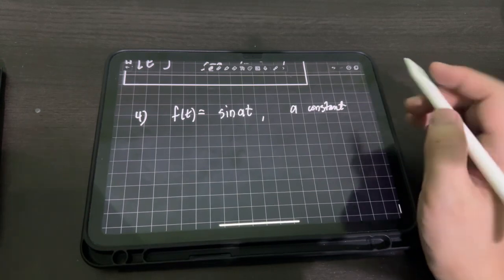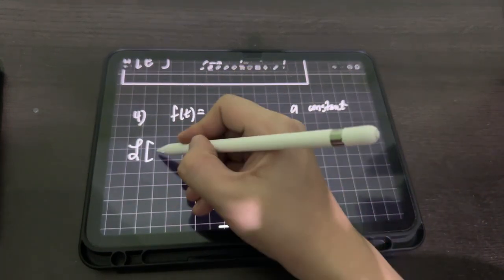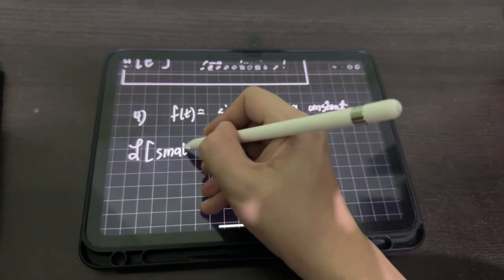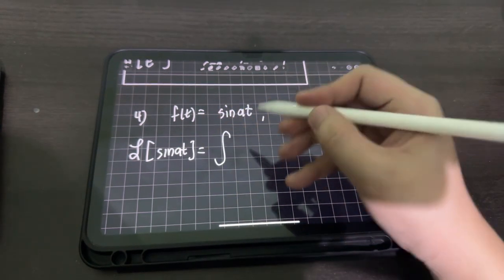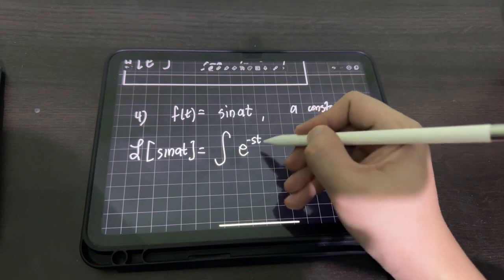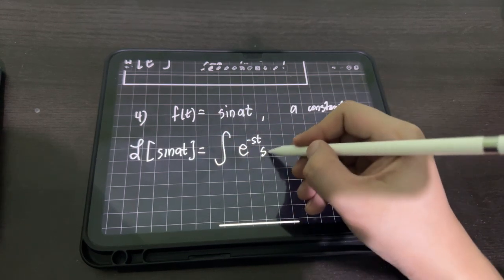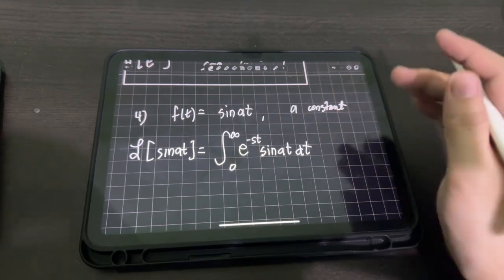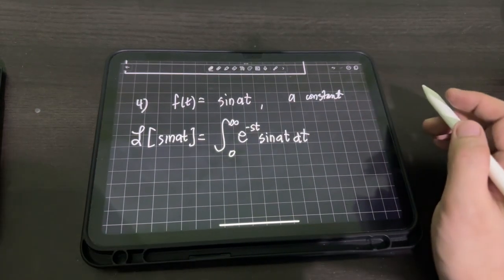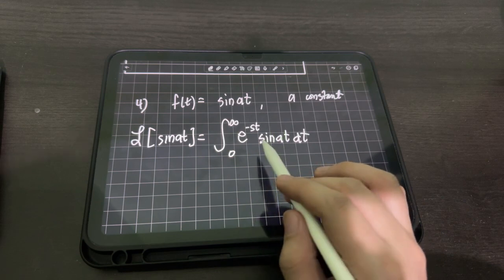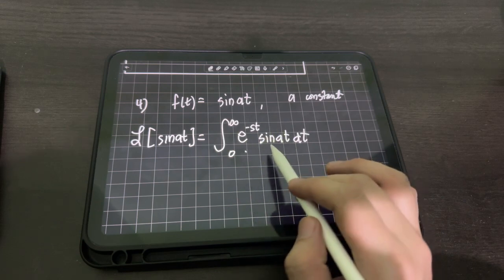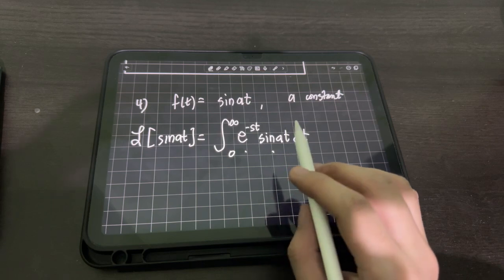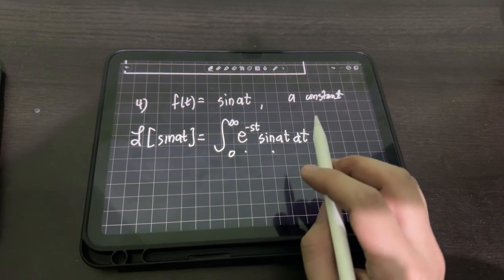So let's apply the definition again. Laplace transform of f of t, which is sine at, is equal to the integral of e to the negative st times f of t, which is sine at, dt from 0 to infinity. Okay, how do we evaluate this integral if we've got exponential and trigonometric? So we have a product of two functions. So obviously we can apply IBP again.